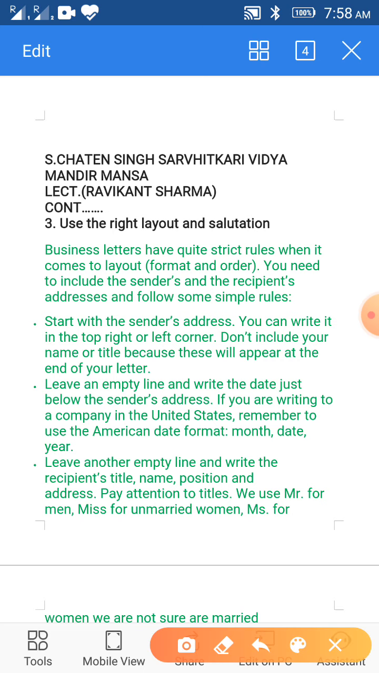Your third point, use the right layout and salutation. Business letters have quite strict rules when it comes to layout, format and order. You need to include the sender's and the recipient's addresses and follow some simple rules. Okay, include sender's and recipient's address.